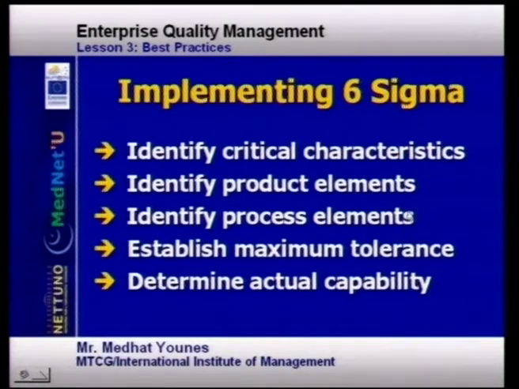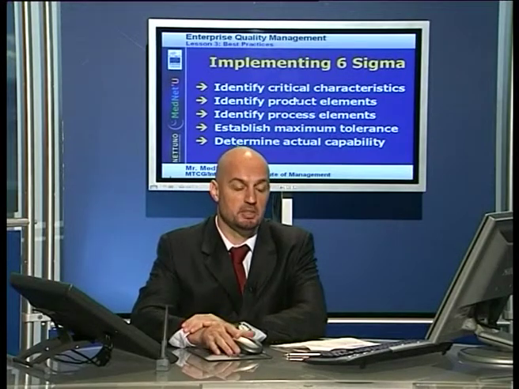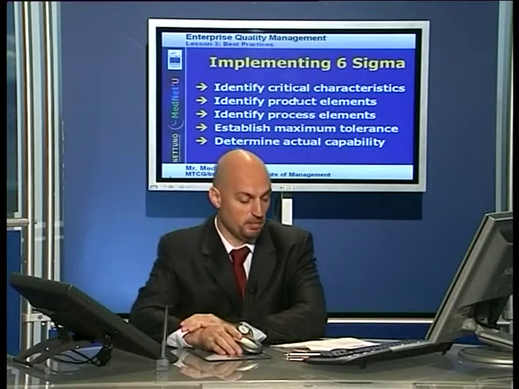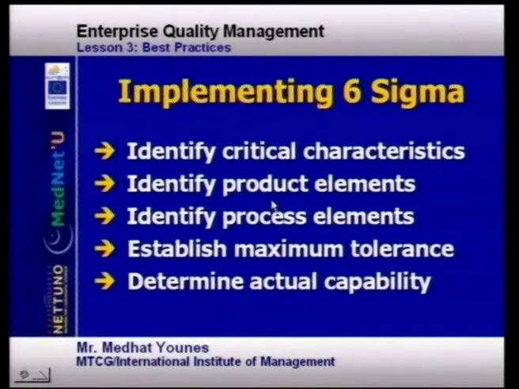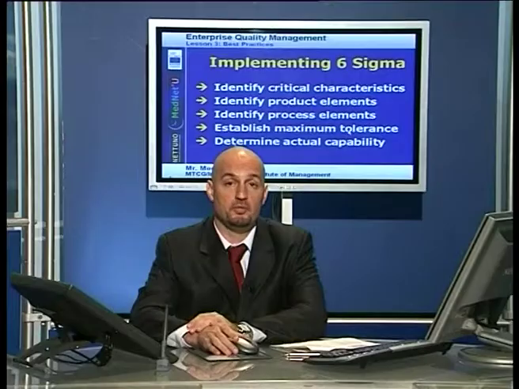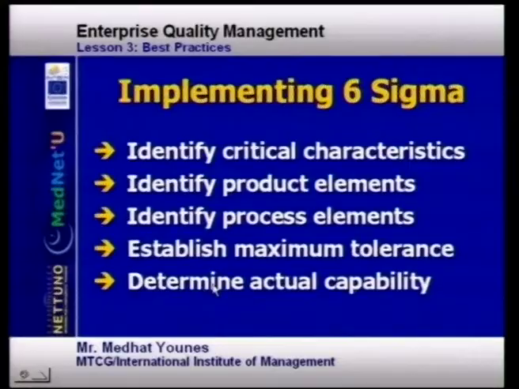There are 5 implementation steps for Six Sigma. Identifying critical characteristics throughout the enterprise, including marketing, engineering, supply chain management, and other departments, of course. Identifying product elements that influence critical characteristics. Identifying relevant process elements. Establishing maximum allowable tolerance for each product and each process element. Determining actual capability of the process.